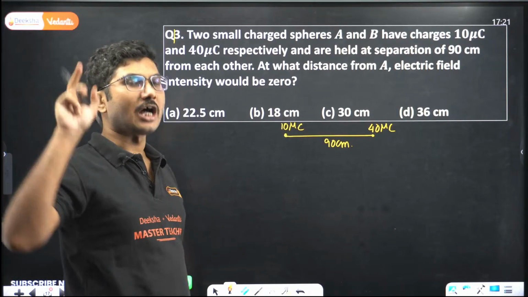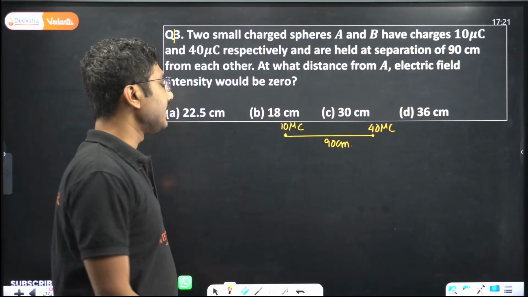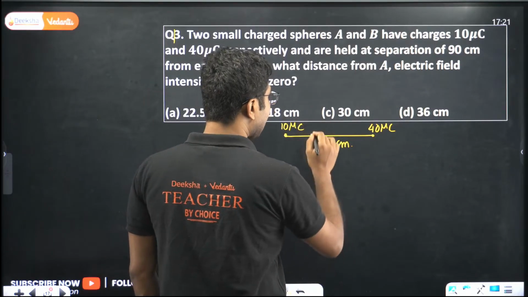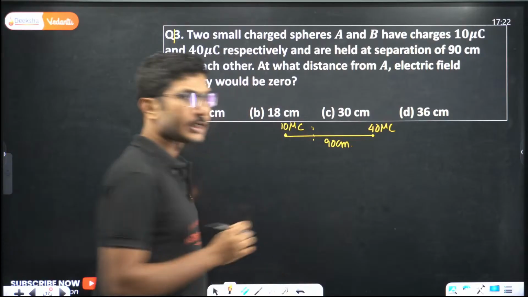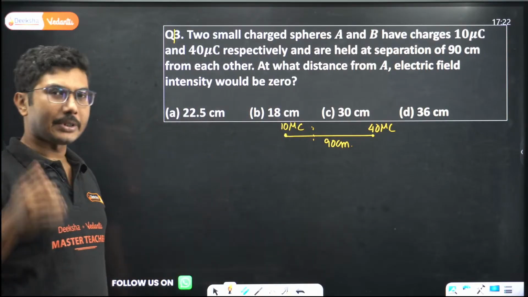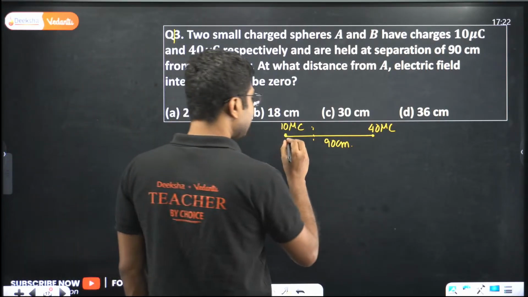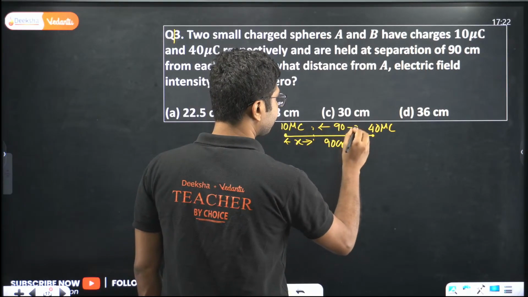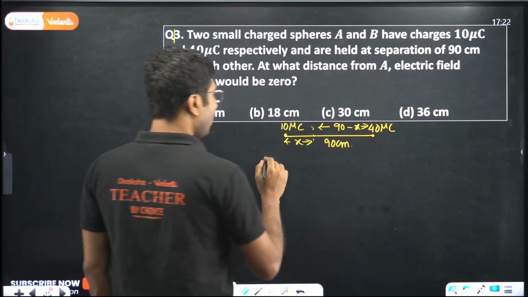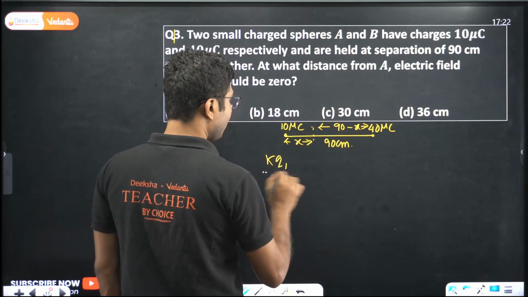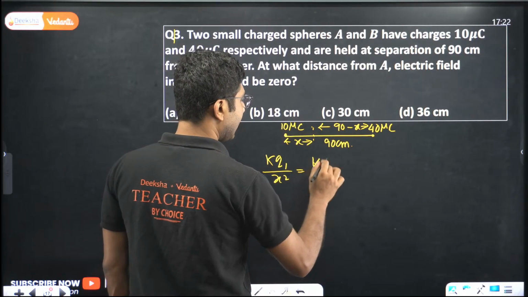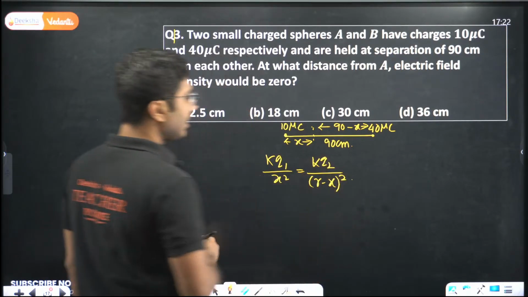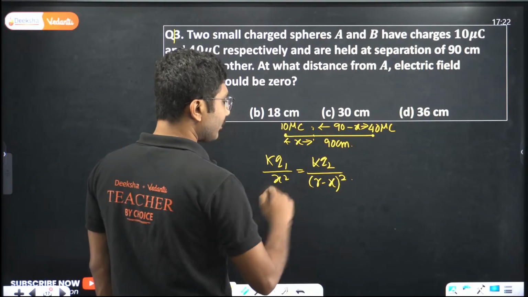So as I mentioned, if both charges have the same polarity, then the null point, or the zero electric field point, happens between the charges, and it happens closer to the smaller charge. Suppose this distance is x. This distance is 90 minus x. Okay, so k q1 by x square equals k q2 by r minus x whole square, right? So from here basically you can calculate the value.